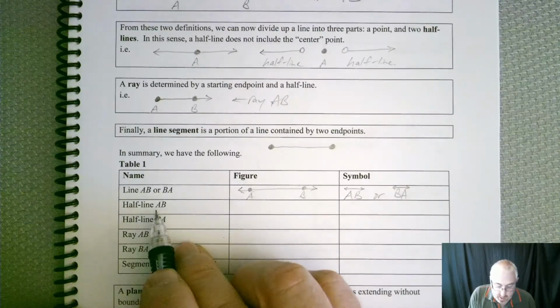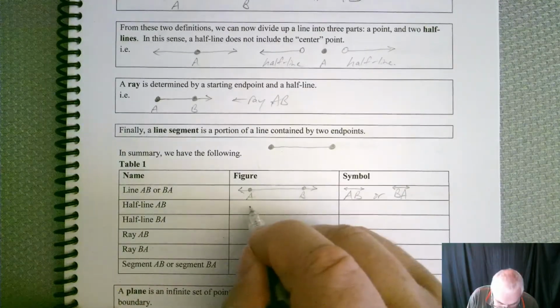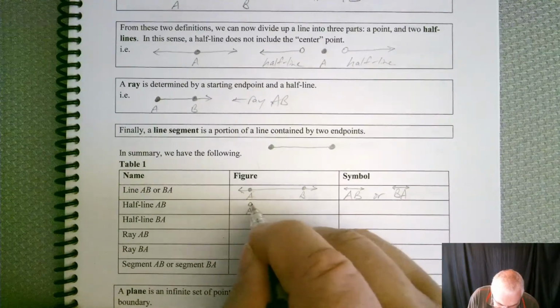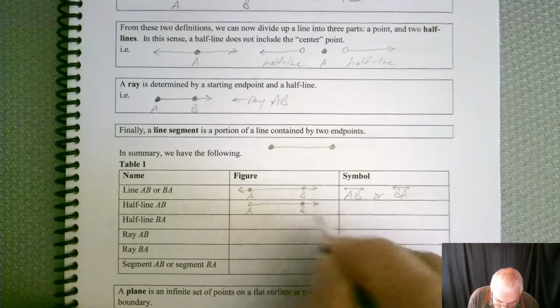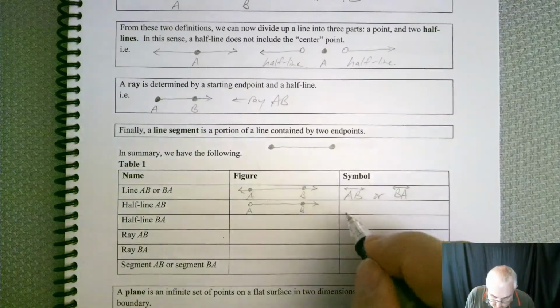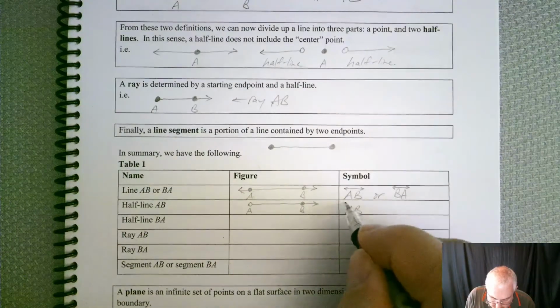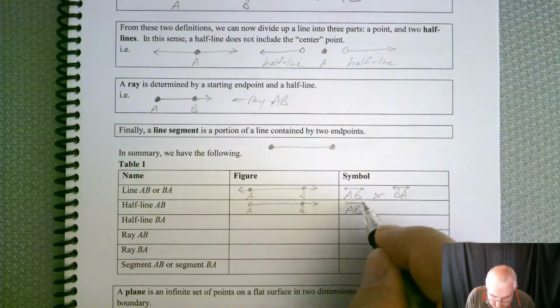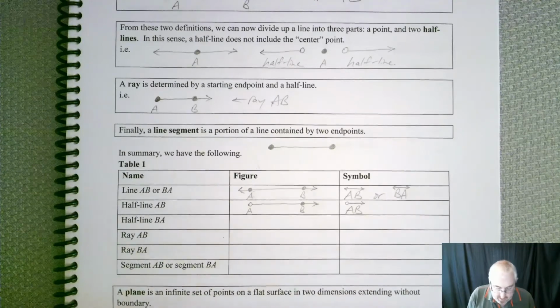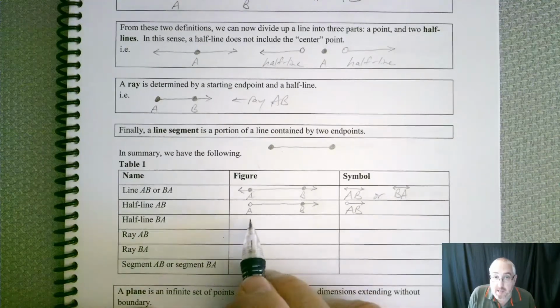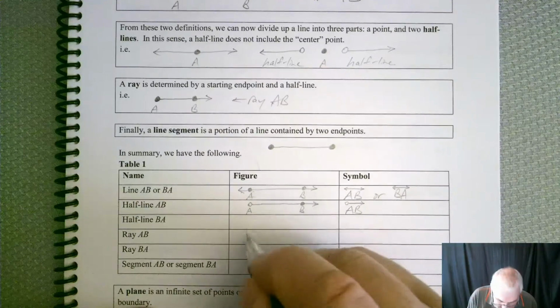So if we want to describe half line AB, we're going to have the open dot on A, and then we're going to have the solid dot on B. So this would be half line AB. Now you're probably saying, well, why can't we just reverse it? It's not that big of a deal, is it? Well, technically it is.